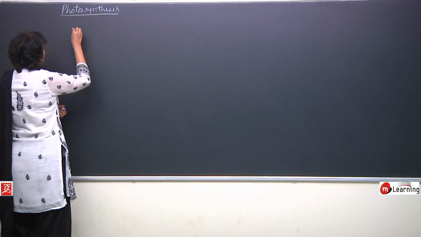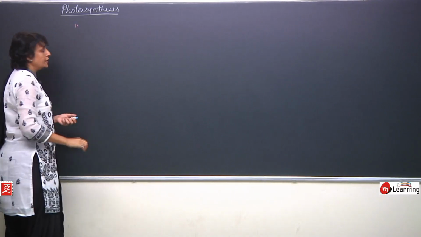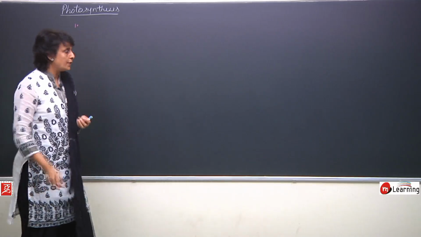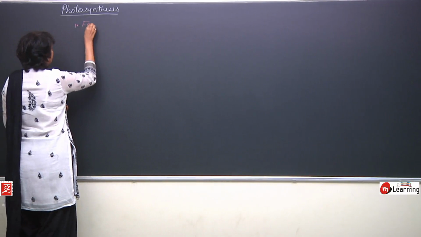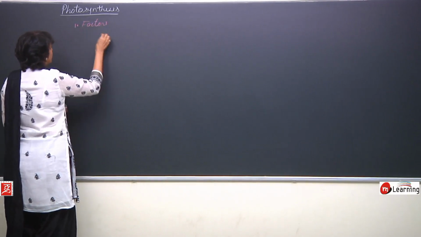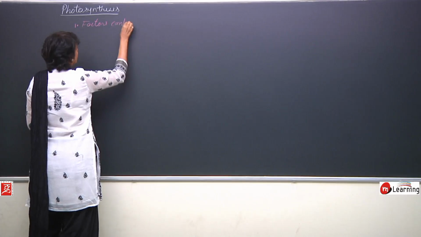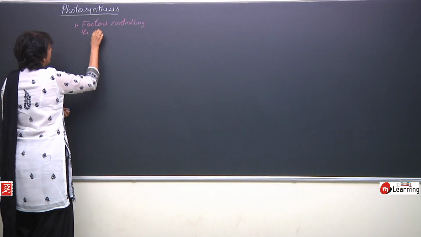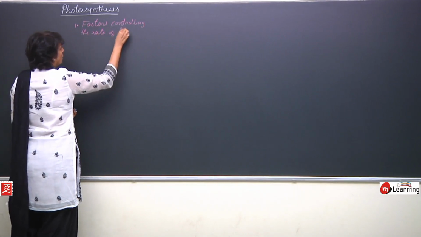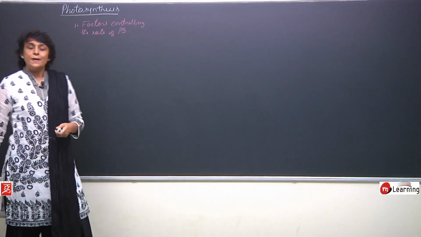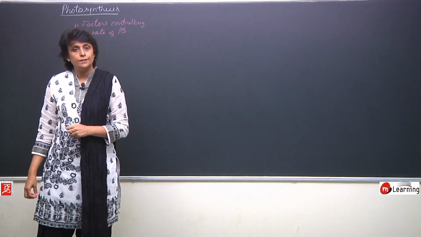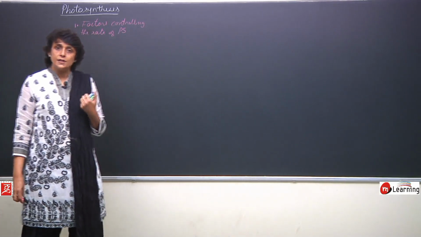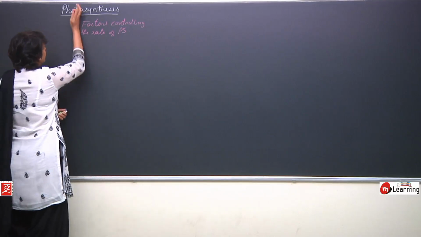Let us talk about one very important point, which is limiting, or we can say the factors which control the rate of photosynthesis. There can be external factors and there can be internal factors. Most of the factors which regulate the rate of photosynthesis are external. So, let us take these factors.